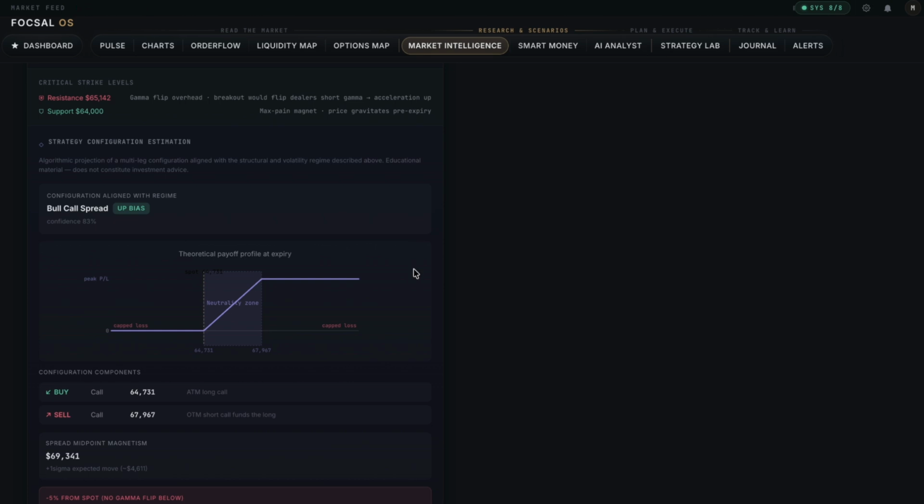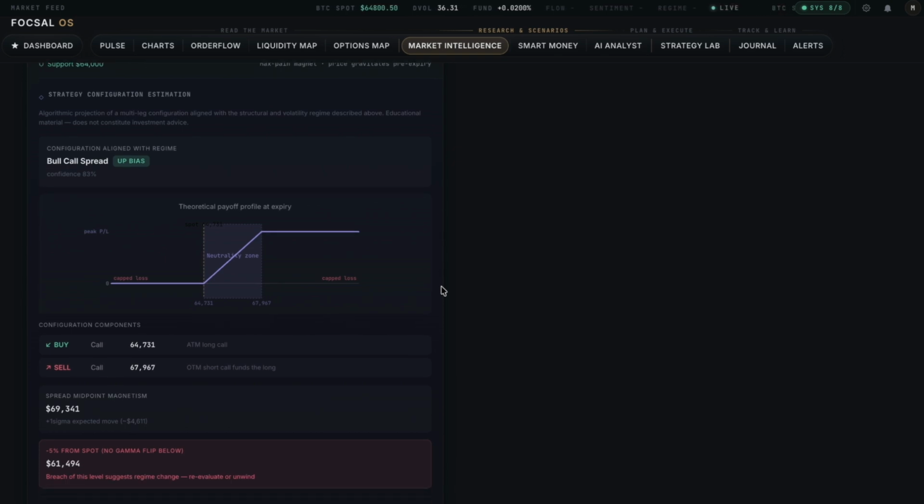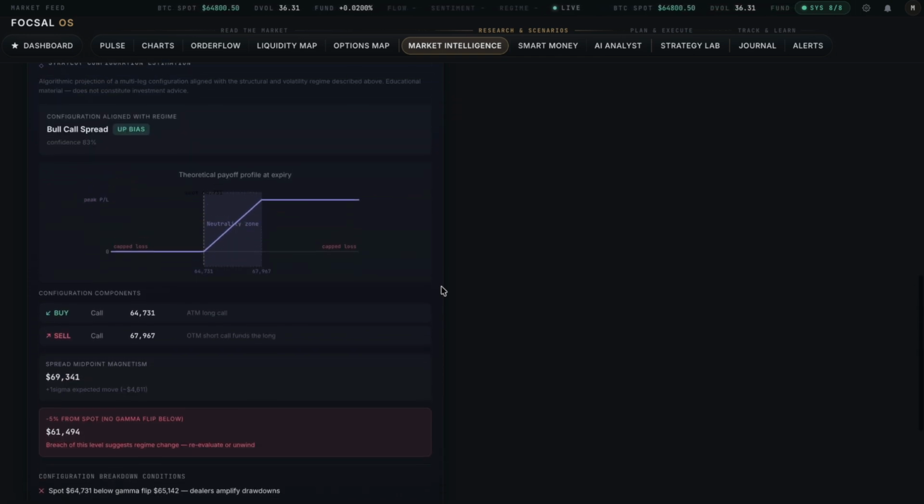The configuration name and its lean, bullish or bearish. Next to it, the model's confidence, the payoff profile at expiry. This is the most important picture in this section. You can see 3 things at a glance: maximum profit, maximum loss, and the neutrality zone, the range where nothing happens. Notice that both edges are closed. This is a configuration with limited risk on both sides.